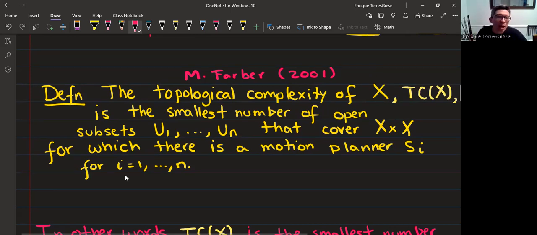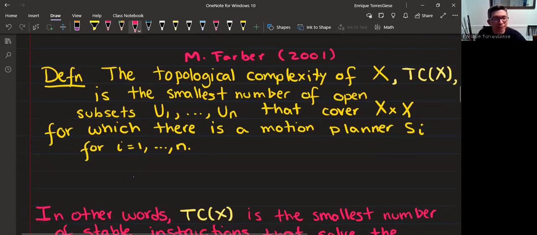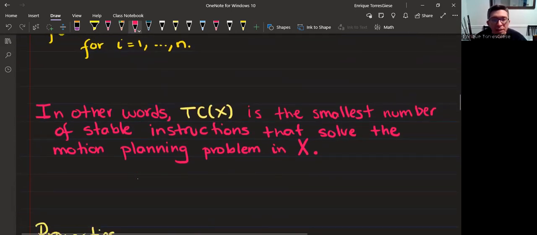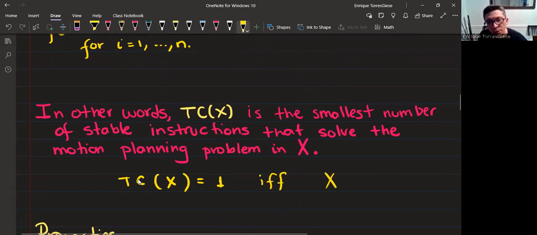So this is a very nice invariant. As I say, this is essentially telling us how many stable instructions we need to solve the motion planning problem in X. Now, a nice property, I'm going to list a few more in just a second, is that there is only one motion planner, that is, the topological complexity of a topological space is equal to 1 if and only if the space is contractible.